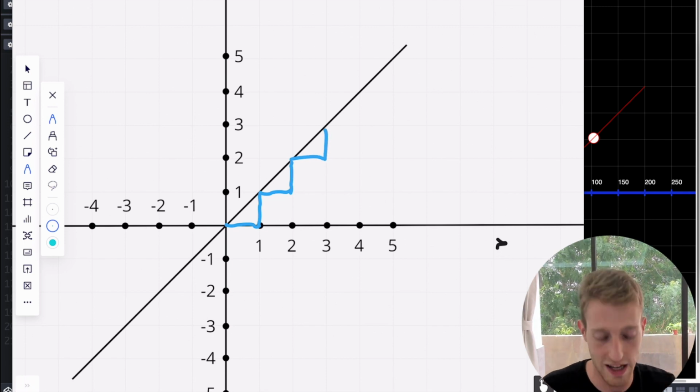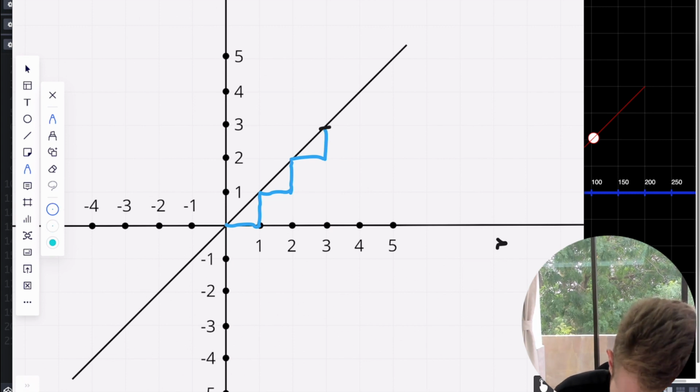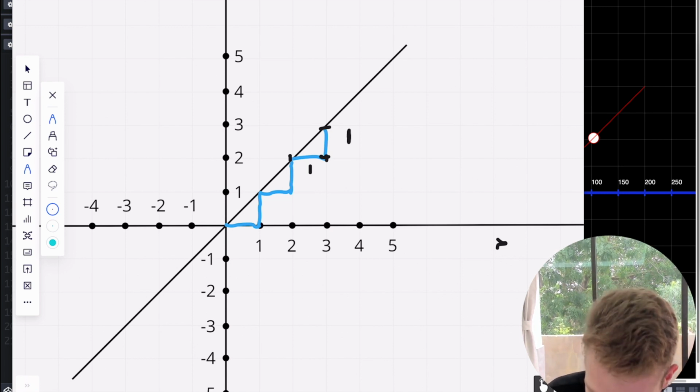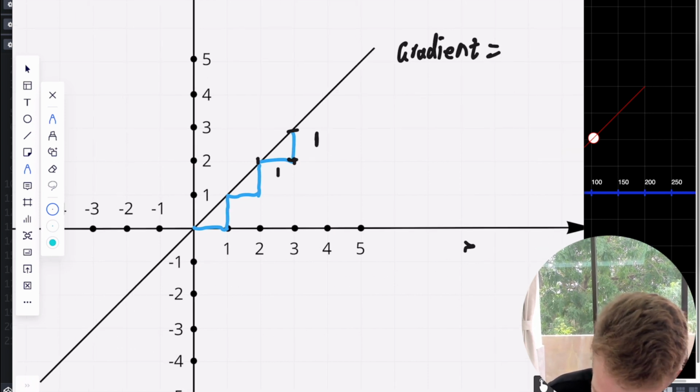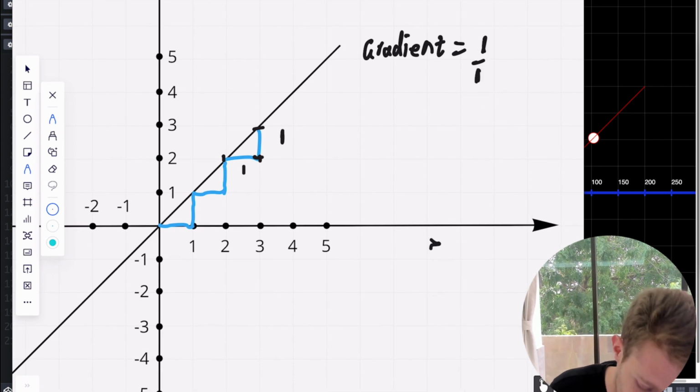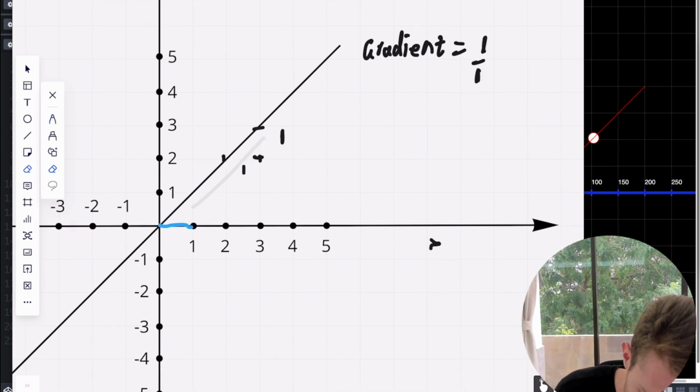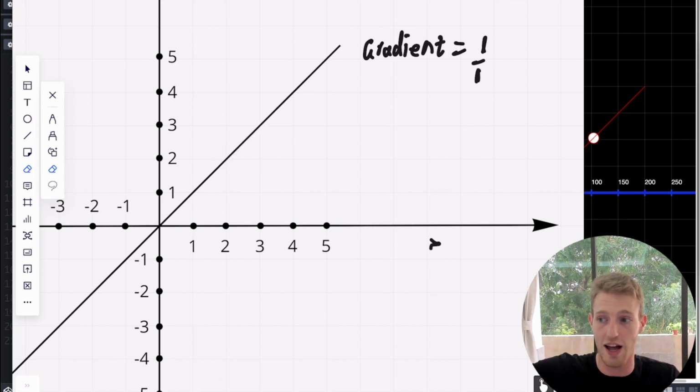So what's happening is that our change in y from here to here is 1, and our change in x from here to here is 1. So our gradient can be defined as our change in y over x, which is 1 over 1. And this is the key characteristic of straight lines, that their gradient remains the same throughout the line. There's no point at which the gradient is suddenly different.